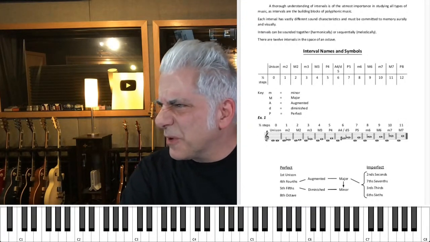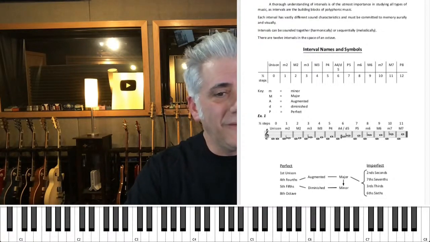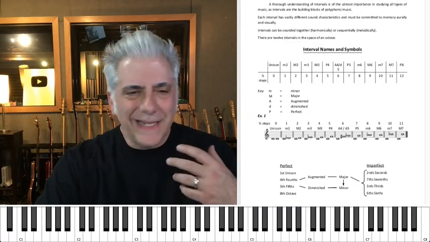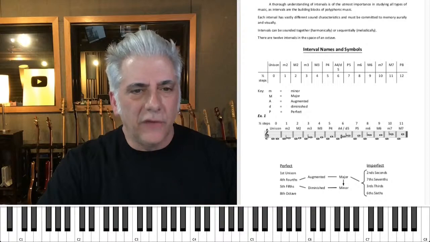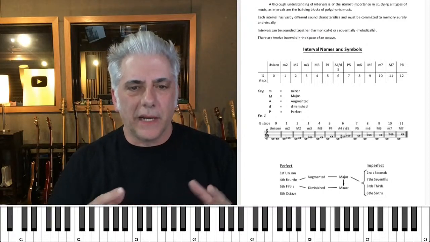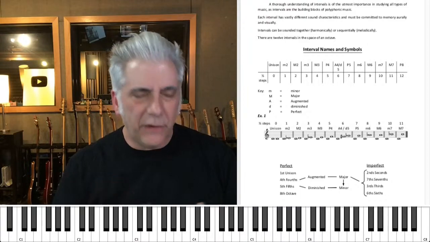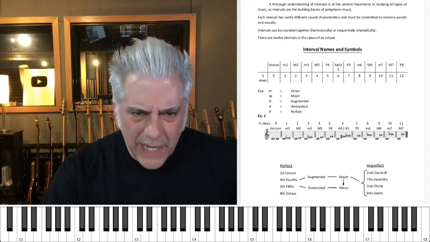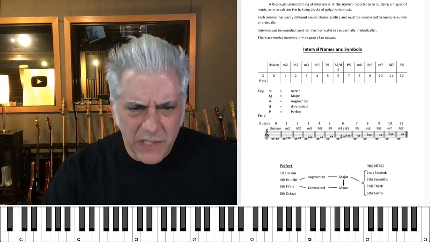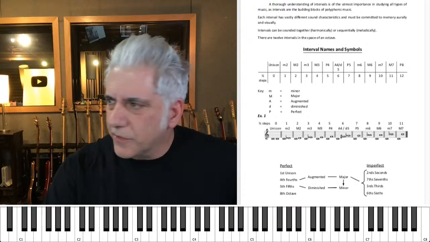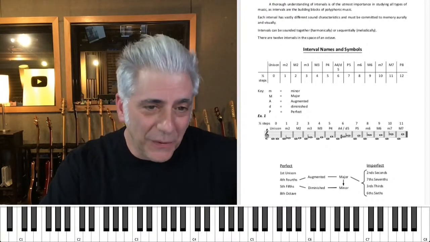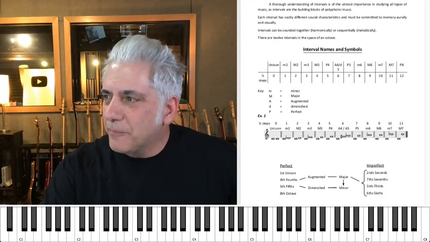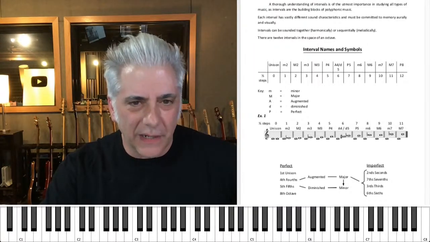It says here, a thorough understanding of intervals is very important. Here, let me move myself over a little bit. There we go. So the idea of naming intervals, let's just get right into it. Intervals are really a combination of two things: the number of letter names spanned and the number of half steps spanned. Right here, where it says interval names and symbols, you'll see the half steps there, okay? 0 half steps is a unison. Unison would be, right, the same note. 1 half step is a minor second, 2 half steps is a major second, so on and so forth.